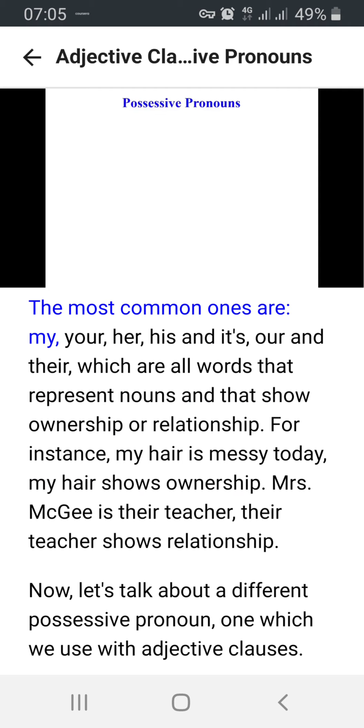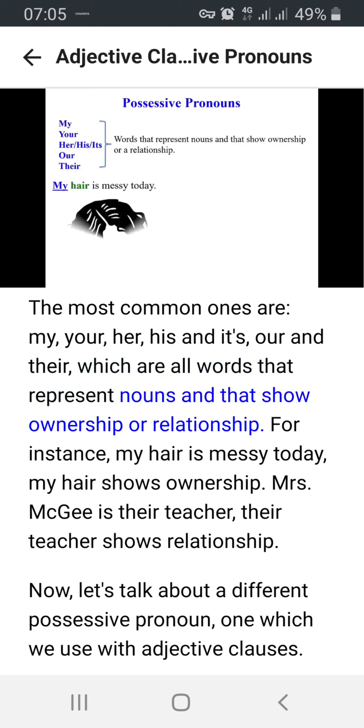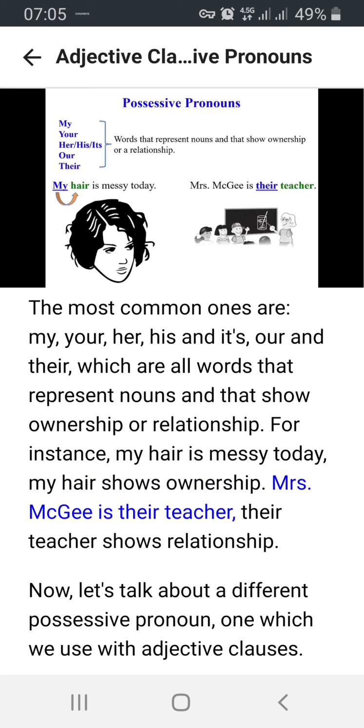The most common ones are my, your, her, his, its, our, and their, which are all words that represent nouns and that show ownership or relationship. For instance, my hair is messy today. My hair shows ownership. Mrs. McGee is their teacher. Their teacher shows relationship.